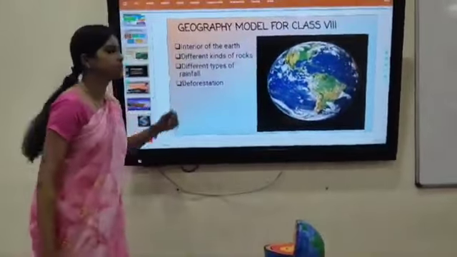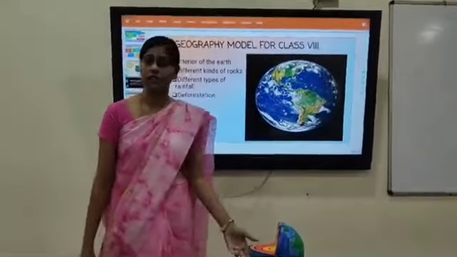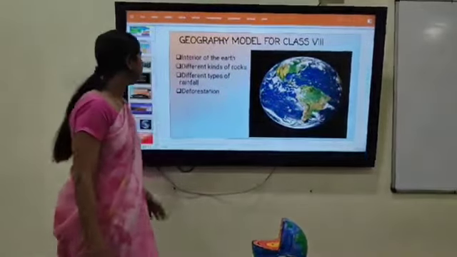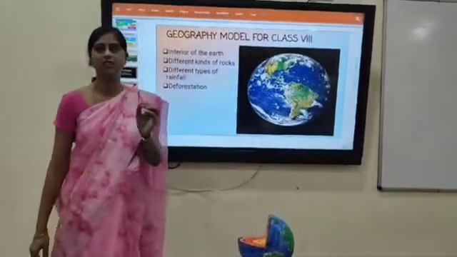The next is different types of rainfall. Orographic rainfall, then frontal rainfall, then convectional rainfall. These kinds of models can easily be prepared by them. Then deforestation. This is such an easy topic for them to make a model as well as theory.